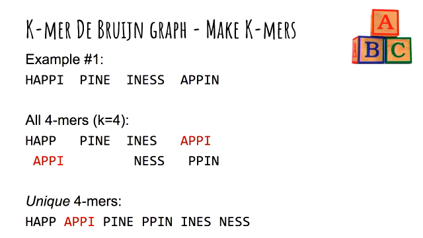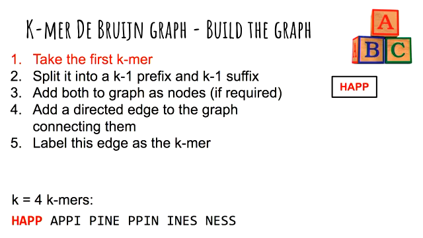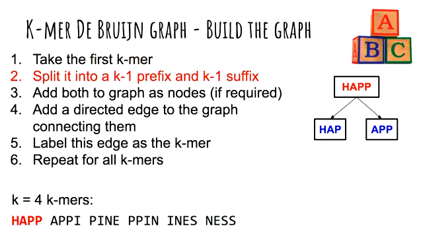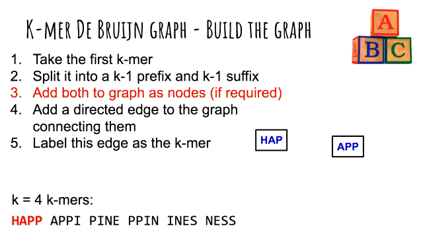So the way we do it is we take the first k-mer and we break it into a k-1 prefix and a k-1 suffix, so HAP and APP. And then we add them both to the graph, if they're not already there. We don't have anything on our graph at the moment, so here we are, we've added them in. We've got hap and app.